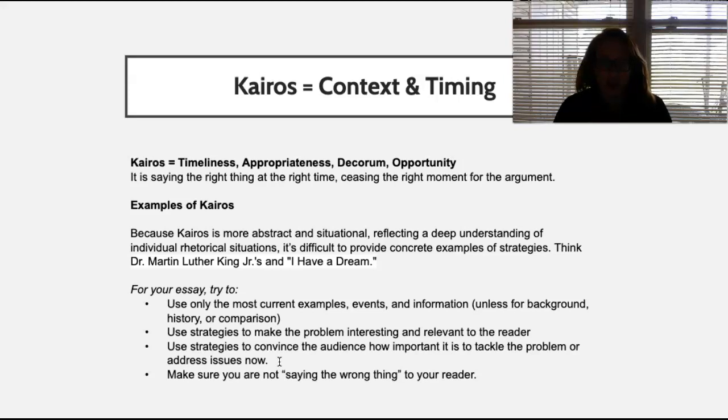And also make sure you're not saying the wrong thing to the reader. And a lot of that is about tone and wording and paying attention to your audience. An example of the wrong thing would be something that's going to be offensive to the reader, something that's not really going to be taking their concerns or their points into consideration, something that's going to be using outdated information. So the goal is to say the right thing at the right time. Pay attention to the current context, pay attention to timeliness, pay attention to your wording and your tone when it comes to your audience.